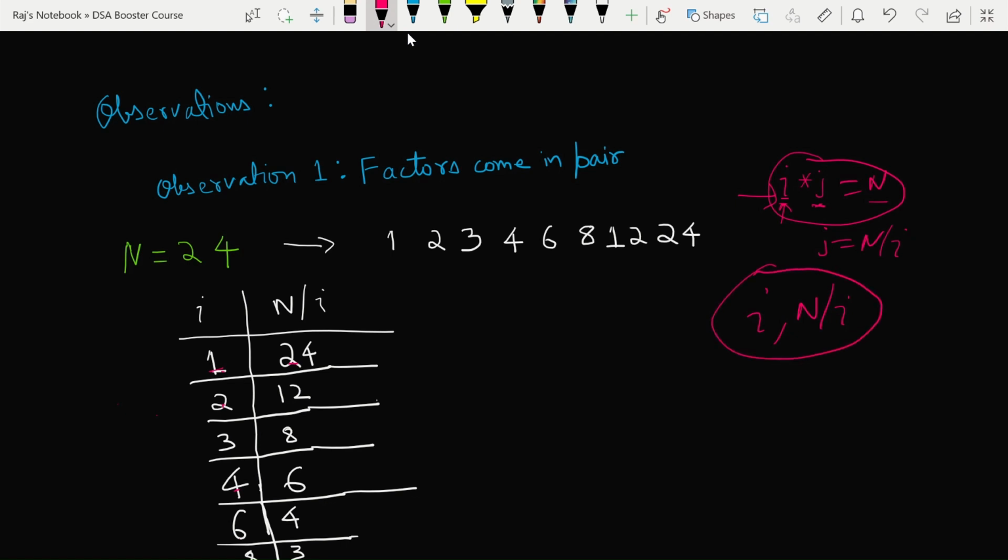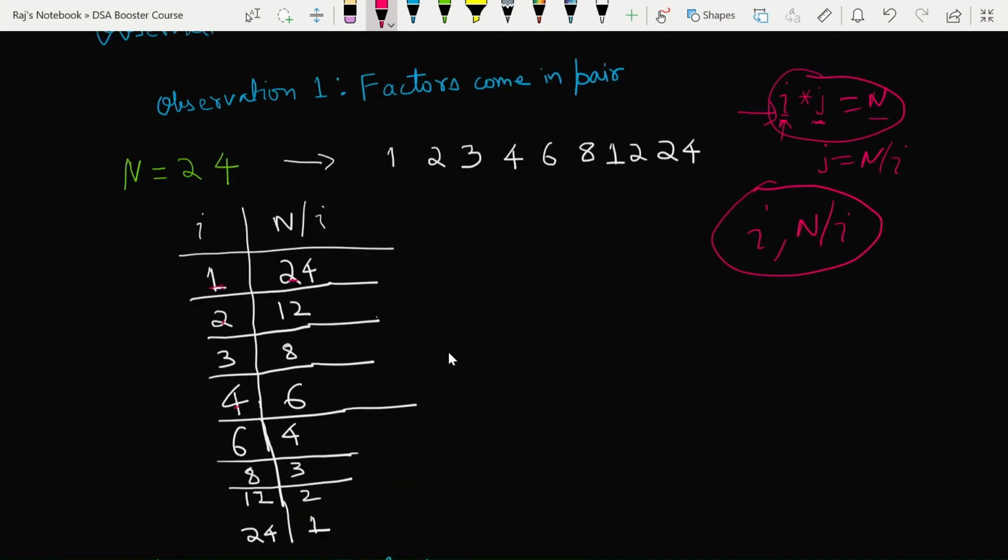So now let's try to find the terminating point where we need to stop counting the factors. Over here I have drawn a table. This is I, this is n by I, and let's make one more column which represents the count of factors. Let's initialize it to 0. So when we check for 1, it comes out to be a factor of n because n modulo I is equal to 0, and the other factor is 24. So now we increment the count by 2 instead of incrementing it by 1.